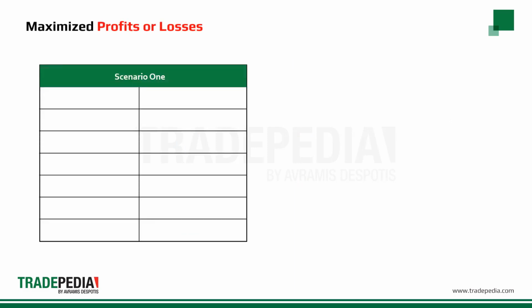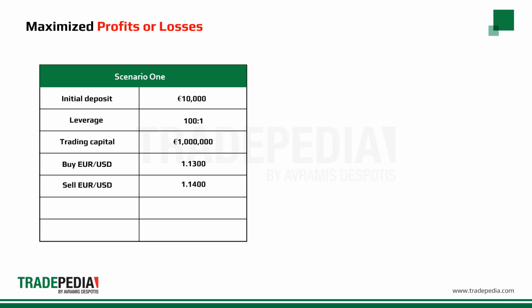Let us go over two scenarios and illustrate how leverage works. In the first scenario, let us suppose we made an initial deposit of €10,000 with a leverage choice of 100-to-1. This gives us a trading capital of €1 million. If we buy €1 million US dollar at the price of 1.1300 and sell €1 million US dollar to close the position at 1.1400, we will make a profit of 100 pips, or $10,000. This means we almost doubled our money.